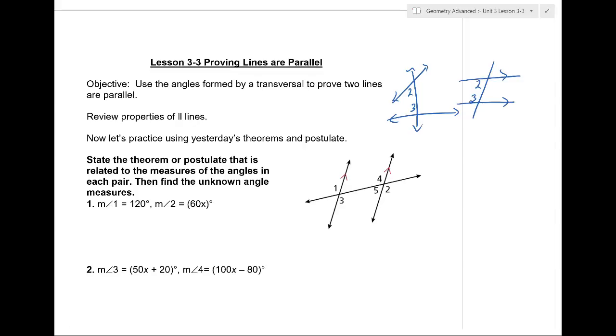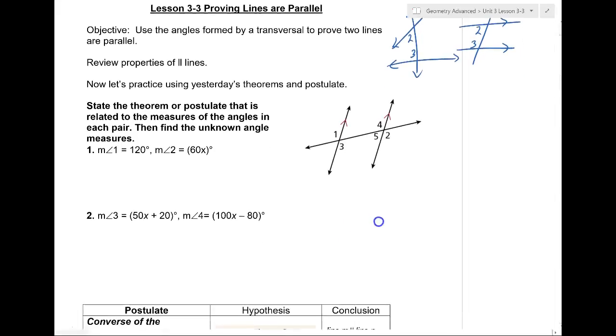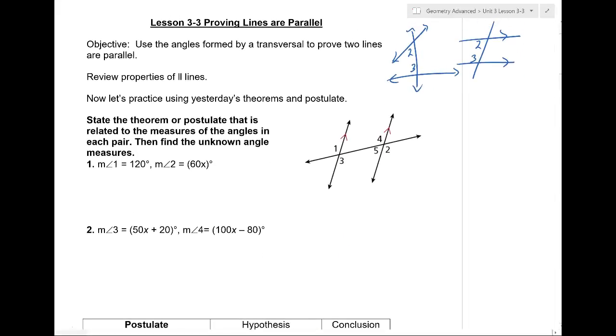So let's go through and let's see if we can remember how to do these. All right. So it says state the theorem or postulate that is related to the measures of the angles in each pair, then find the unknown angle measures. Okay, so we have to find the unknown angle measures. So looking at this, my friends, what do I have marked in my diagram? What's given to me in my diagram? This is not meant to be hard, guys. What's there? Yes? Parallel. Yeah, I have parallel lines.